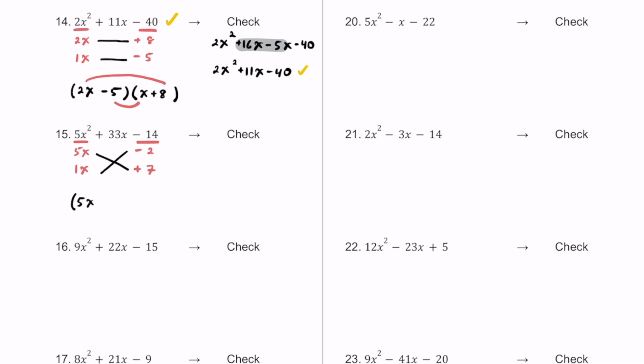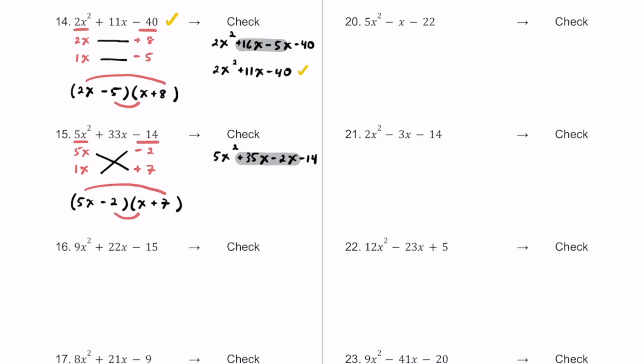So factored, I think we have a 5x here, and then we have a 1x. 5x is paired with a positive 7, and then the x is paired with a minus 2. Go ahead and checking this. This will be our outers and our inners. Let's go ahead and see if this makes sense. So 5x times x, that's going to be 5x to the second power. Then let's go ahead and check the outers and the inners. On the outers, we're going to get positive 35x. On the inners, we're going to get minus 2x. And then finally, this negative 2 times positive 7 is a negative 14.